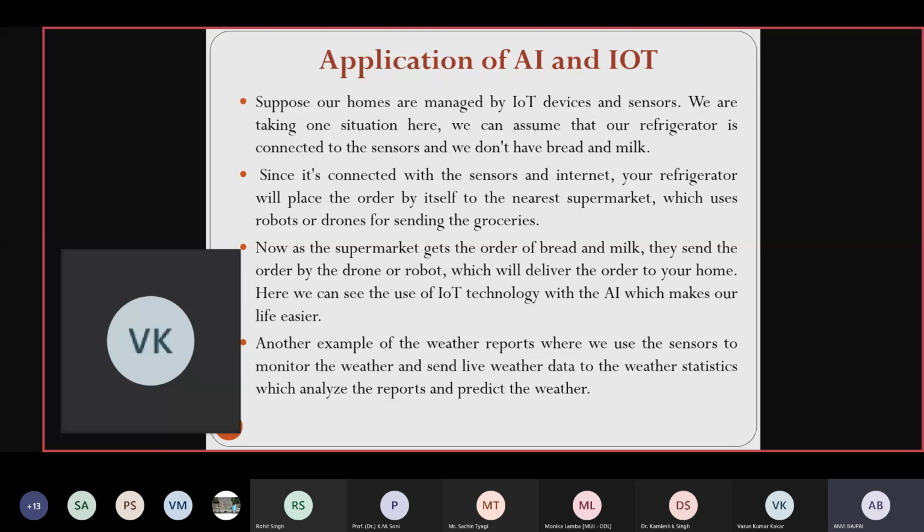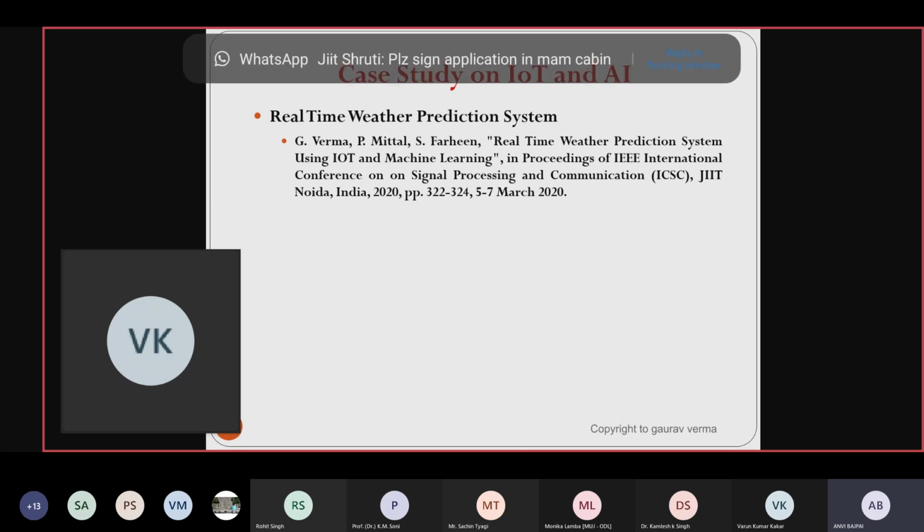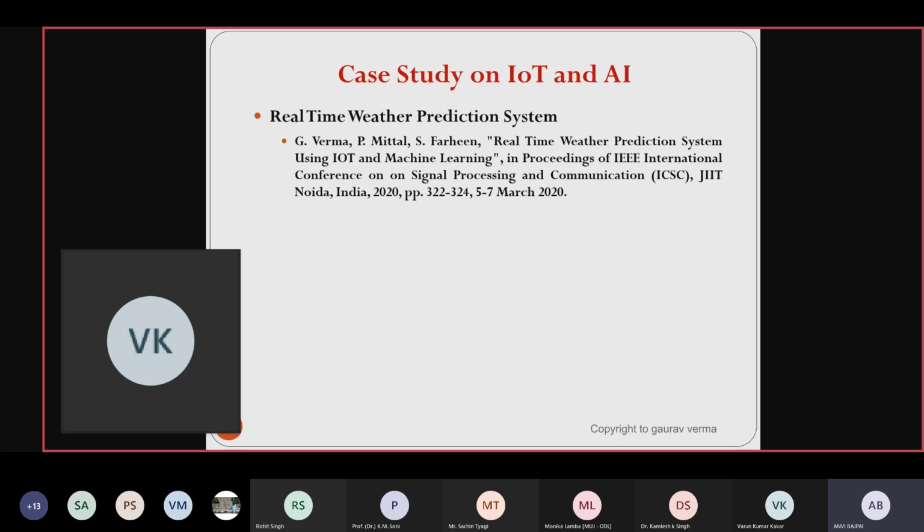Another example is weather reports, where you can use sensors to monitor the weather and send live weather data to weather statistics, which will analyze the report and predict the weather. One such application we have actually developed, and we published a research paper on it just last year. It was done by my BTech students, who implemented a real-time weather prediction system using IoT and machine learning concepts. This paper is already there, you can read it as per your requirement. I have put the reference for you.